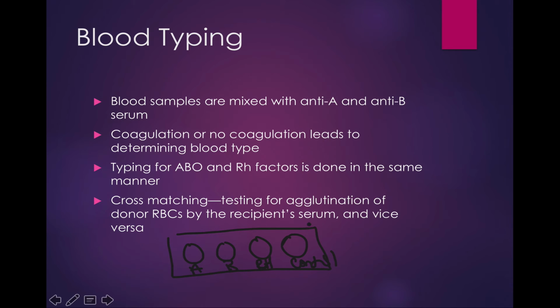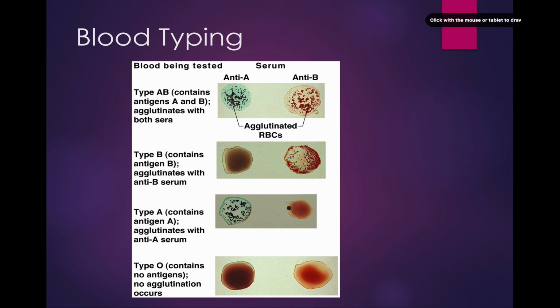We're looking for something called agglutination. If agglutination occurs, that means that that is your blood type. So I'll show you what that means right here. If you wanted to see if you were type AB, you would have agglutination, which is this. If it looks grainy, that's called agglutination.